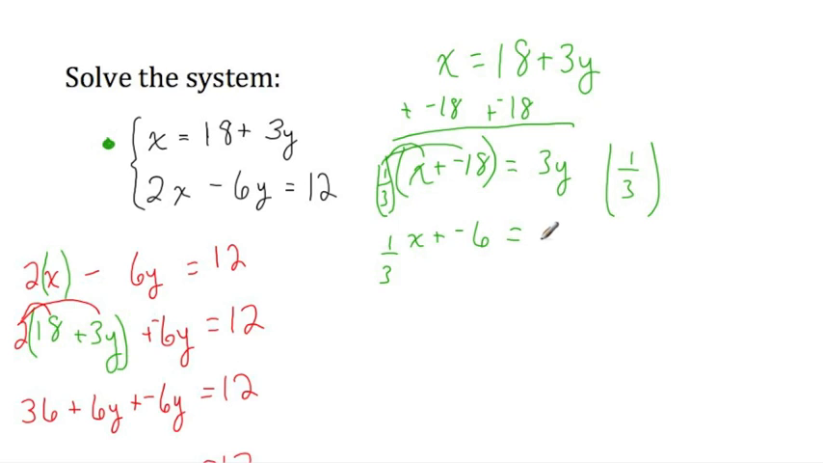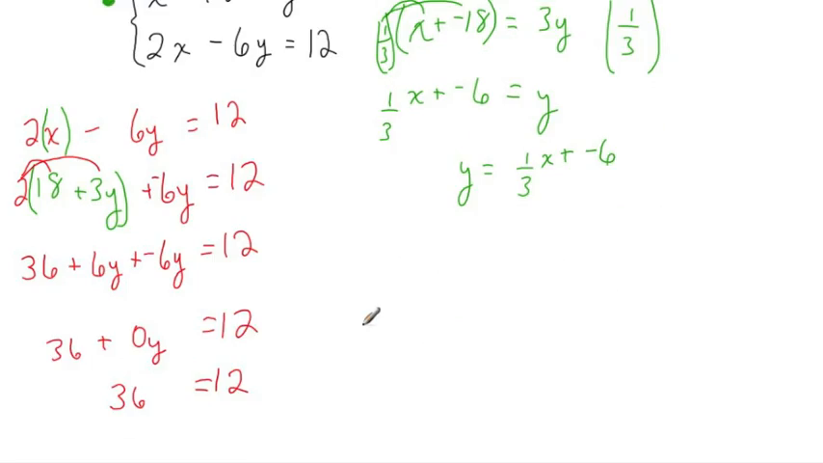1 third times 3y is y. And now I can switch these two sides of the equal sign around. Y equals 1 third x plus negative 6. All I did was change the order of the equation here. So this is the equation of the first equation. It's the same equation, just in a different form. It's in slope-intercept form, so now we can more easily graph the first equation.